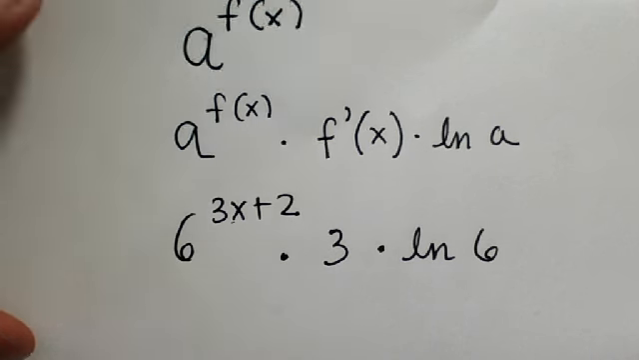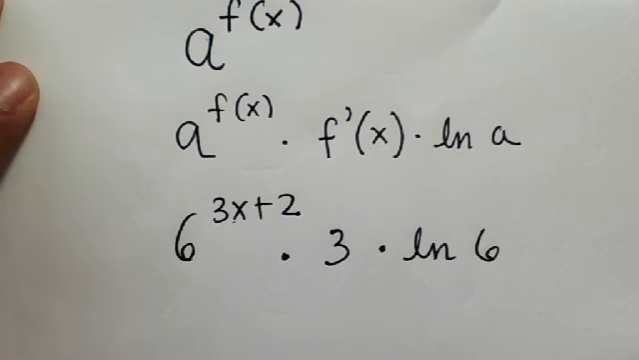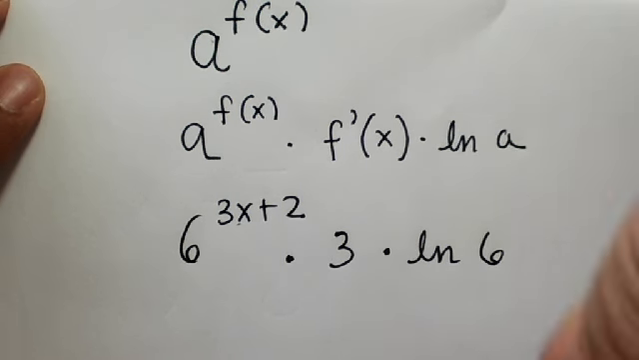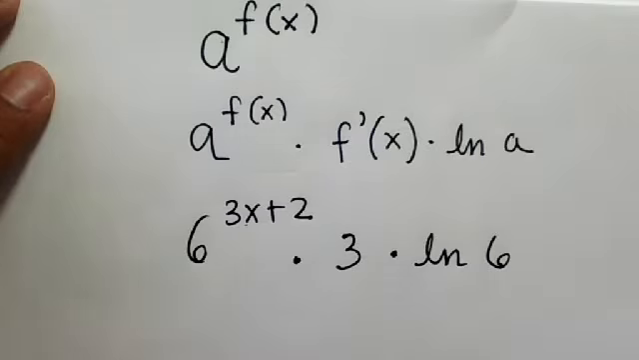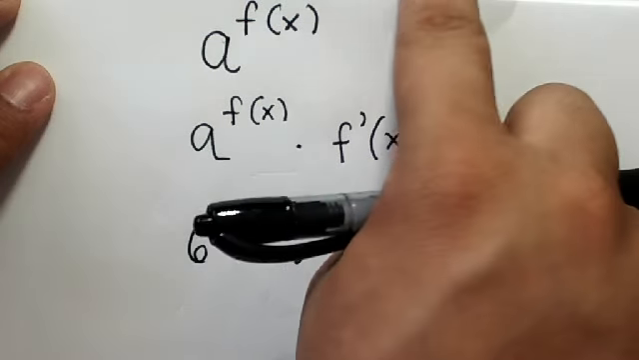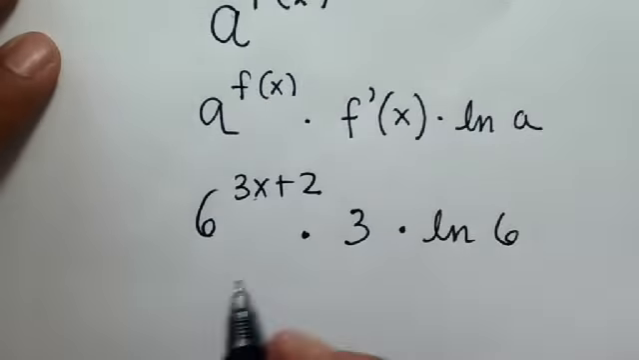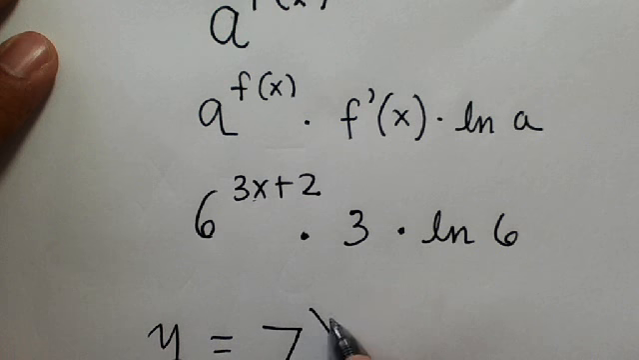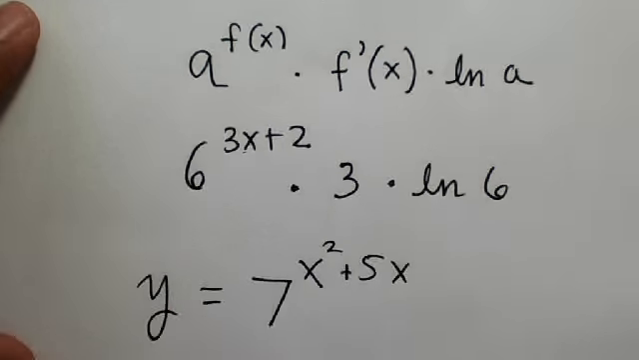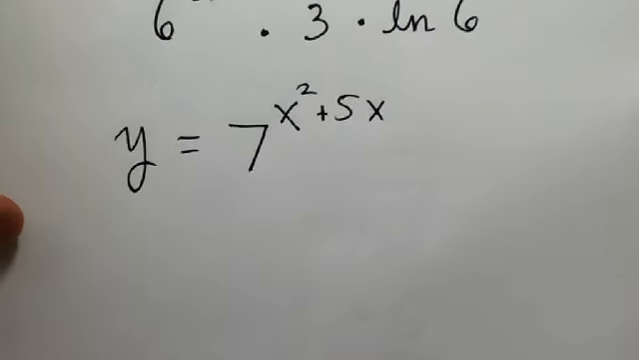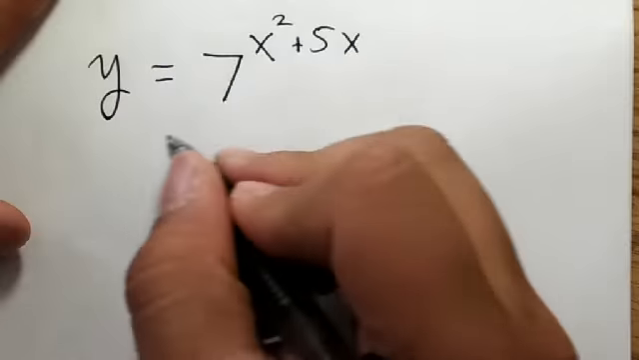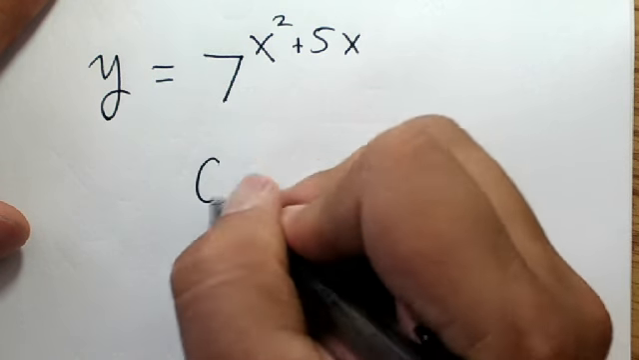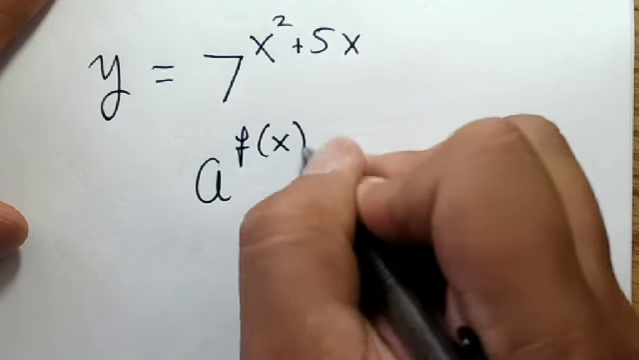When it says the derivative of f of x, it's referring to the 3x plus 2 and not 6? Yeah, well, the f of x that I'm talking about is over here on the formula. It's not literally this one. So it's like if I tell you y equals 7 to the x squared plus 5x power, let's say. If I look at this, this looks like the format of a to the f of x power. You see that?